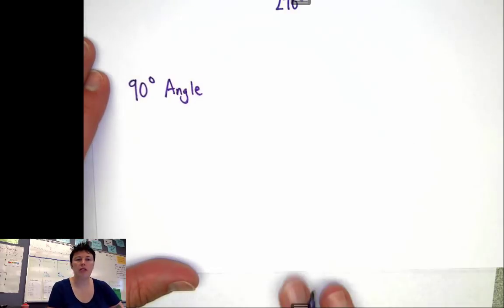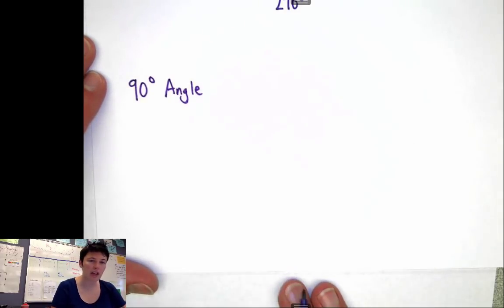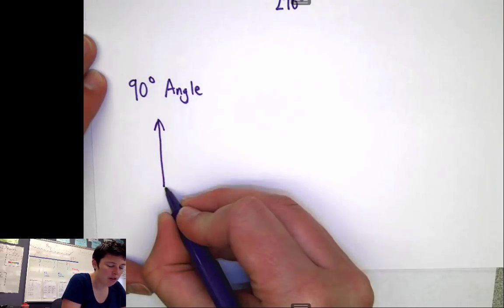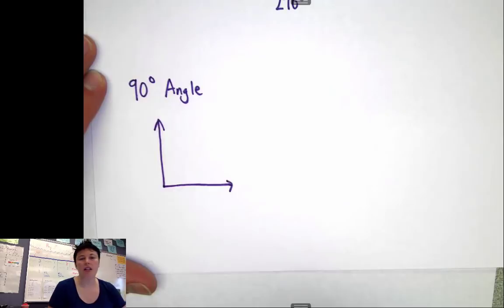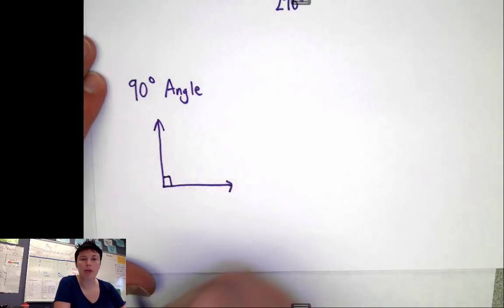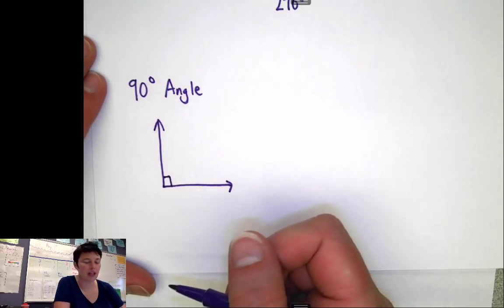Well, we just saw what that looked like in the circle. A 90-degree angle is when it went perfectly straight up to the top, starting from that edge. This is a 90-degree angle. It's a perfect 90, and one of the ways we mark it is we put a little box in the corner, and that box represents 90 degrees.